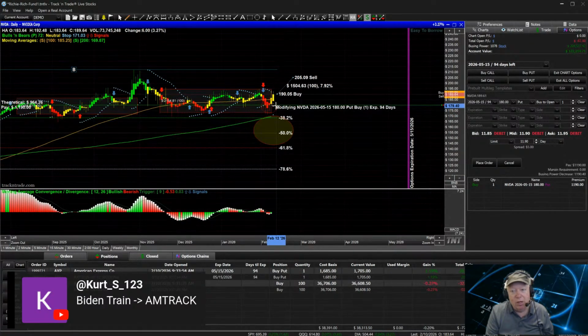Okay, spend a couple hundred dollars to protect yourself so you can sleep at night. And then if the market looks like it's taking off and going to the moon, well, get rid of your insurance premium. You don't need it. Don't need it if the market's going to the moon. Okay.